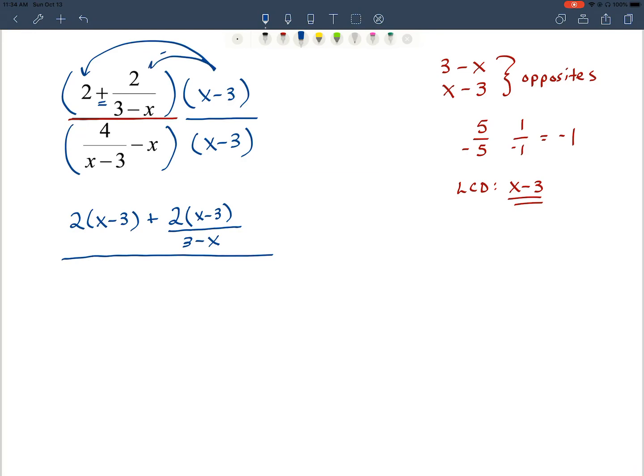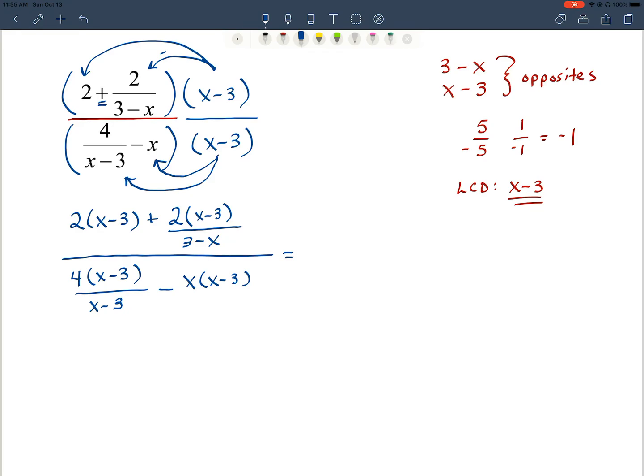And now I'm going to go ahead and do the bottom part here, and then we'll look at simplifying them there. So if I do this quantity of x minus 3 times the 4 over x minus 3, that's what we have. And then minus x times the quantity of x minus 3 when we do it times it there.